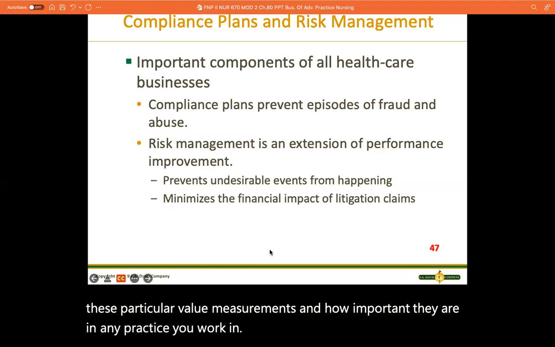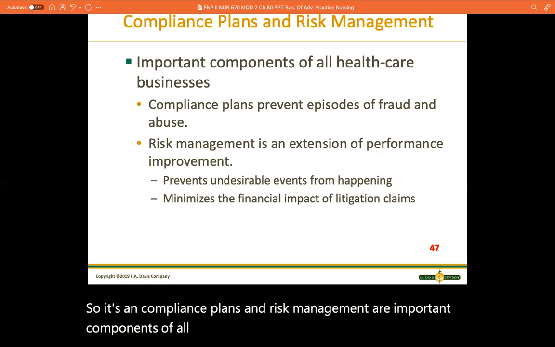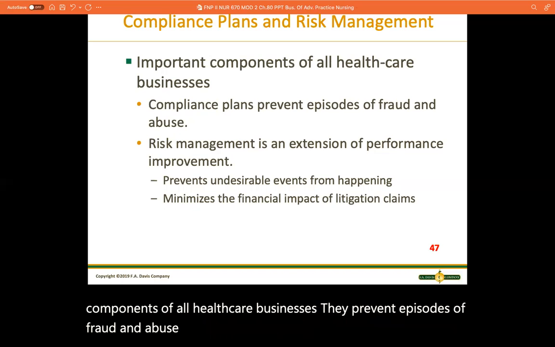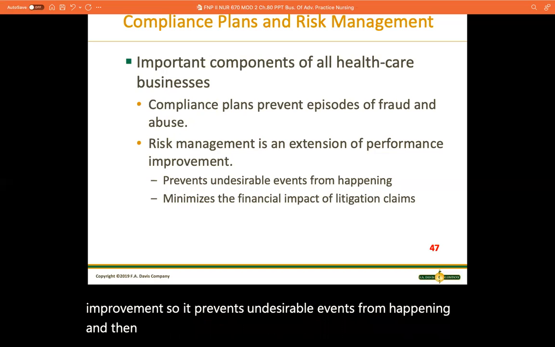So compliance plans and risk management are important components of all healthcare businesses. They prevent episodes of fraud and abuse. Risk management is an extension of performance improvement. So it prevents undesirable events from happening, and then it minimizes the financial impact of litigation claims.